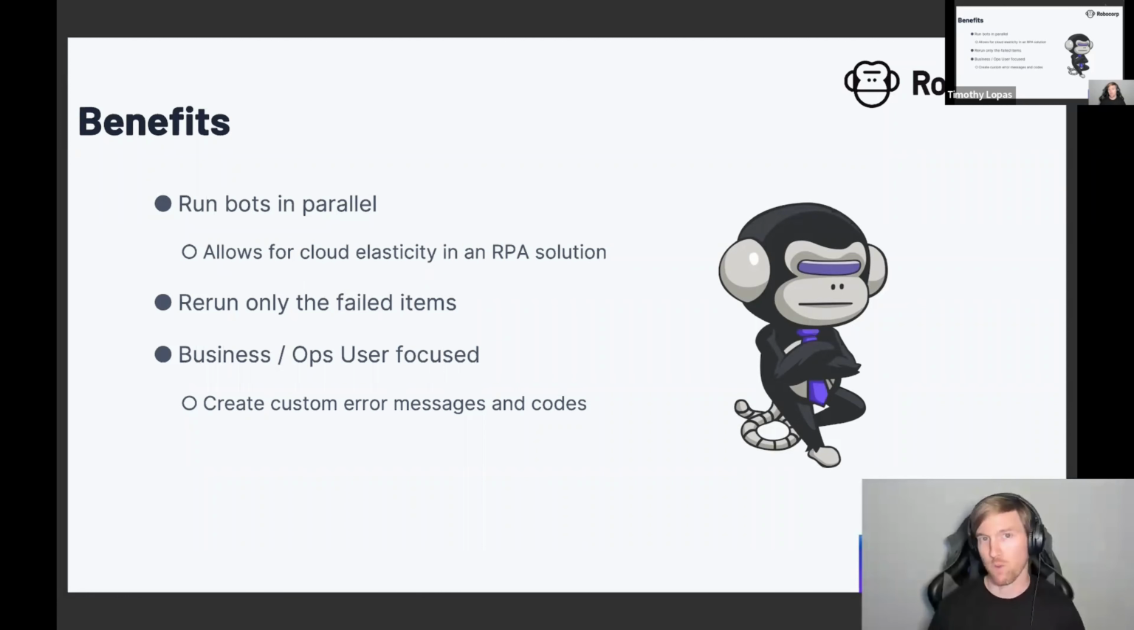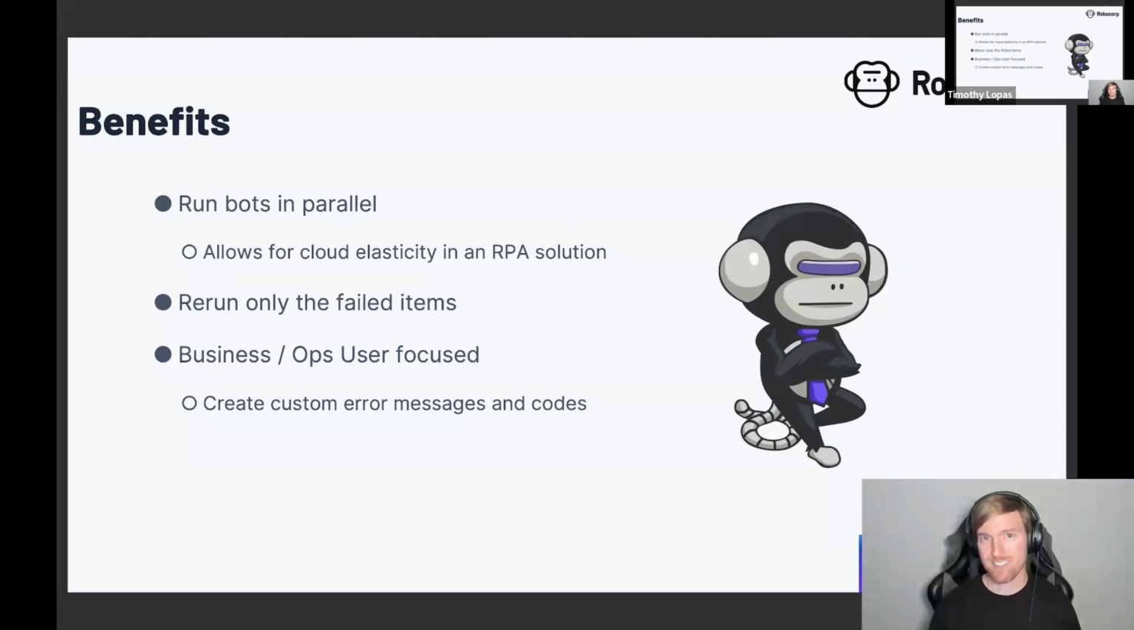Another of the benefits I want to discuss is the rerunning of only the failed items. So if you have 100 work items and only one of them fails, you don't have to back everything out and rerun the entire set. You don't have to try to rerun it again and hope you don't get duplicates. You can just correct the data for that one work item and rerun just that one item.